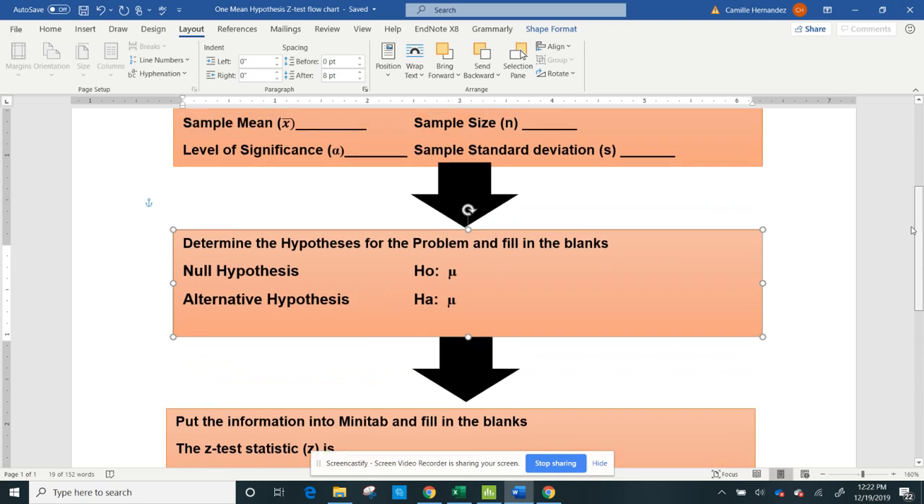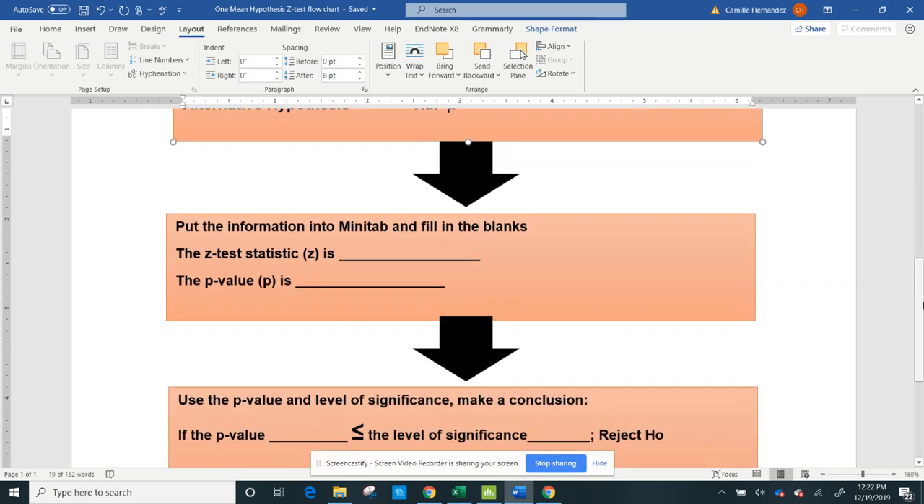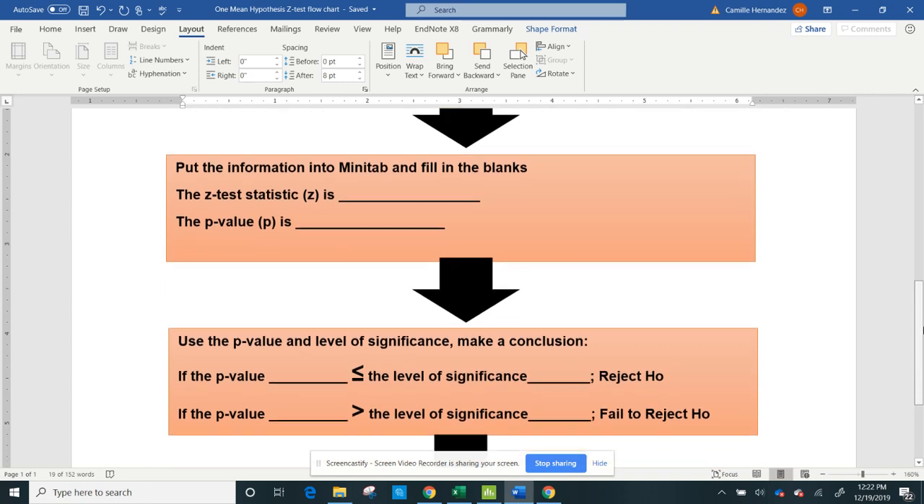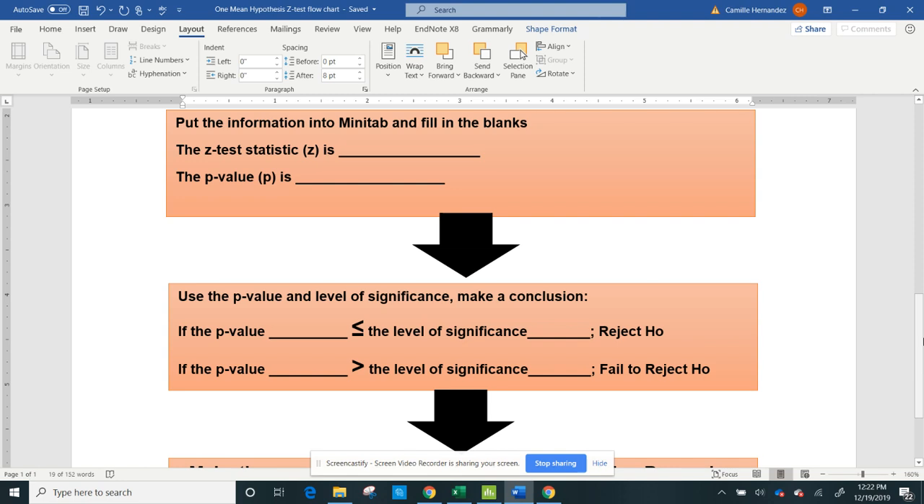So when you have your information, you're going to put the information in Minitab, and then it's going to give you a z-test statistic and a p-value. Using the p-value and the level of significance, you can make conclusions.